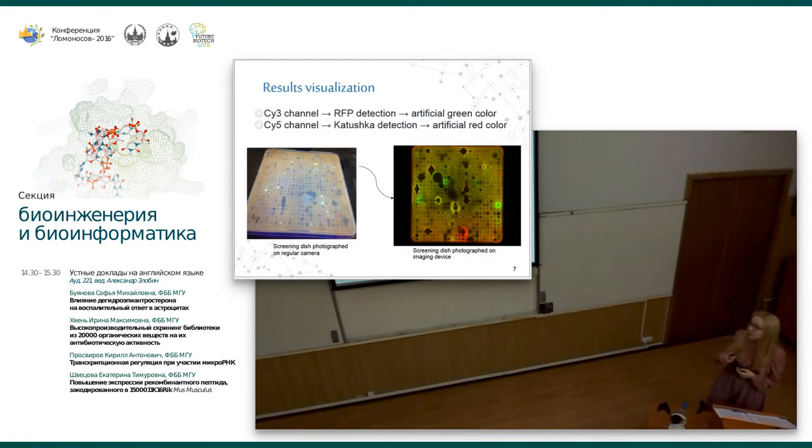So this is how our screening dishes look in real life, taken by a regular camera. And this is how our screening dish looks photographed on an imaging device. You need to understand that these are not the actual colors of these fluorescent proteins. These colors are artificial. Here you see green light if the program detects RFP, and red light if it detects Katushka.